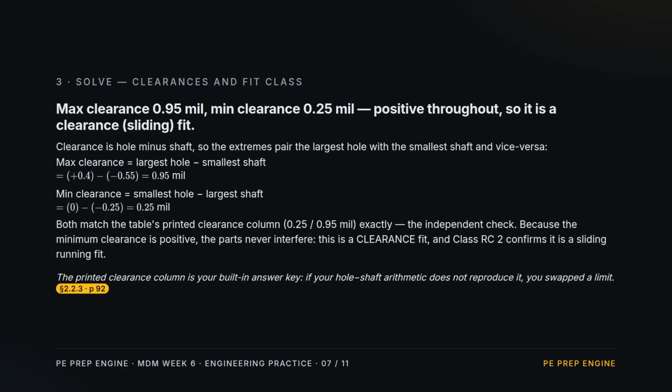Solve. Part 1. Clearance is hole minus shaft, so pair the extremes. The largest hole against the smallest shaft gives the maximum clearance. The smallest hole against the largest shaft gives the minimum. Both land exactly on the table's own printed clearance column, which is the check. And since the minimum clearance is still positive, the parts never touch. This is a clearance fit, and the RC2 label confirms it as a sliding running fit.